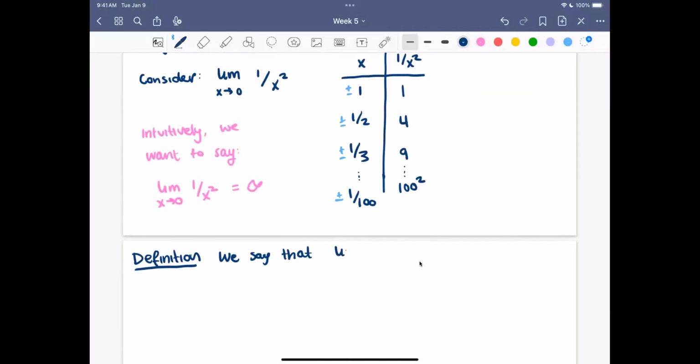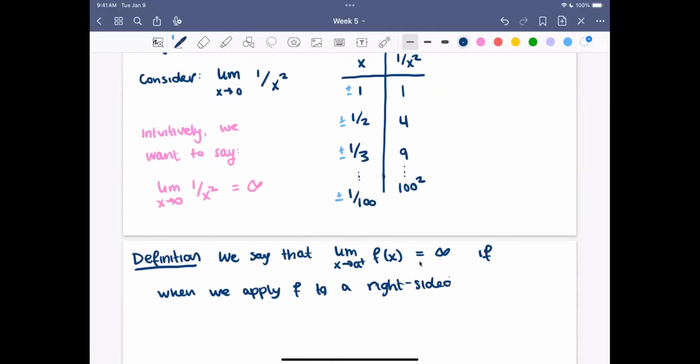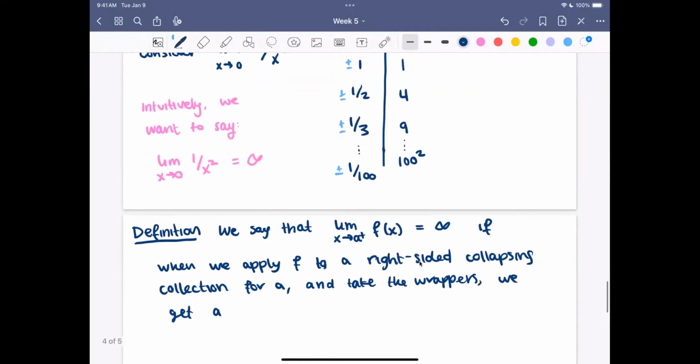Right? So we'll say that the limit as x approaches a from the right of f of x equals infinity if, when we apply f to a right-sided collapsing collection for a and take the wrappers, we get a collapsing collection for infinity.